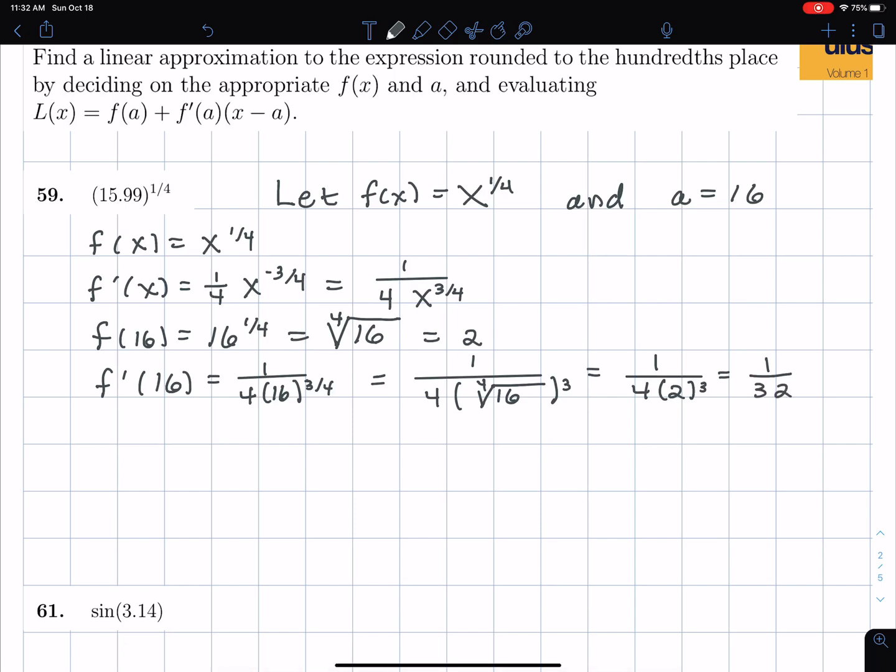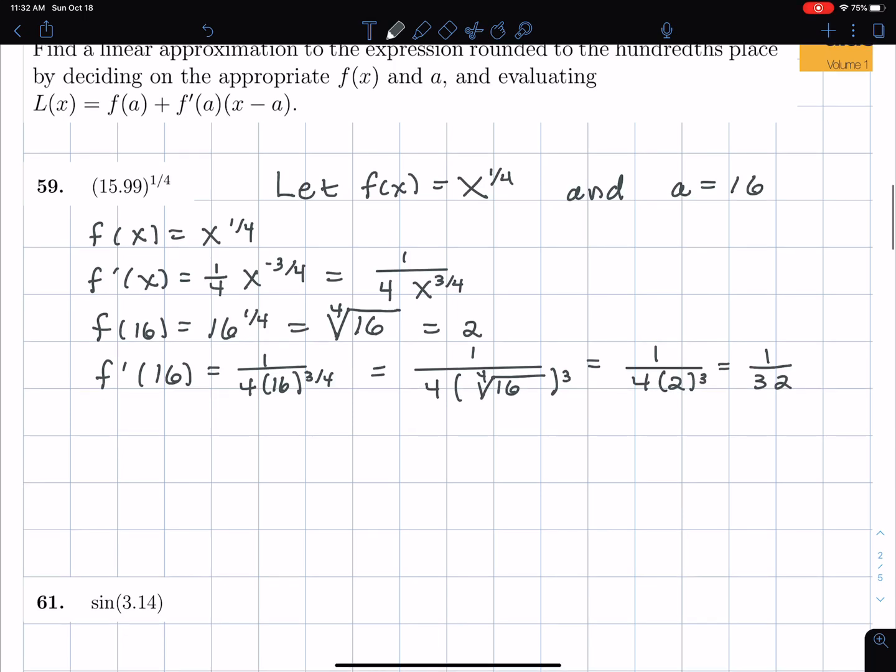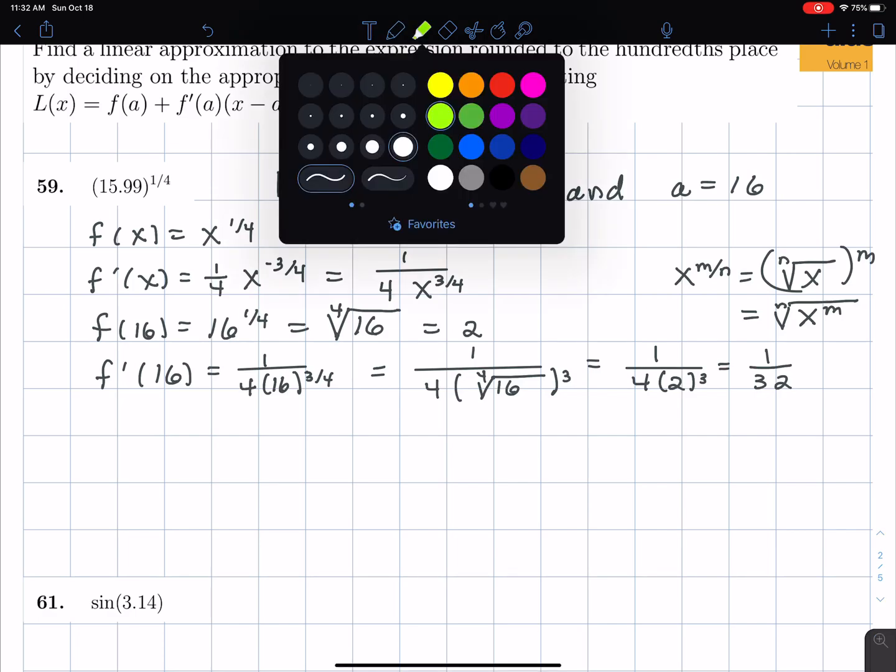So I suppose maybe as an aside, I can write down that if you have x to the m over n, that's the same thing as the nth root of x raised to the m power. Now it's also the same as saying x to the m and then finding the nth root. Those are all equivalent.